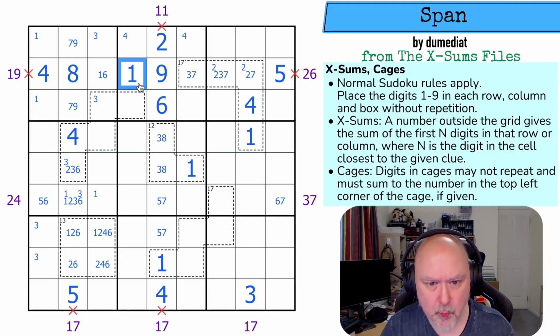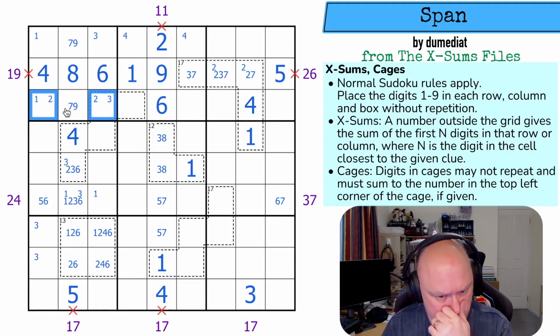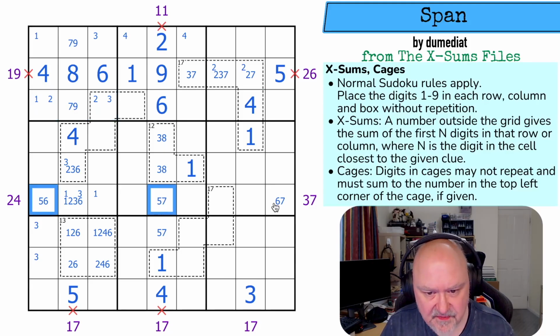6 makes that 1 and that 6. 2 and 2 means 2 is in one of those two. That is a 5, 6, 7 triple. So this can't be a 6.